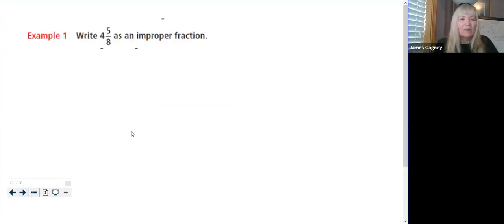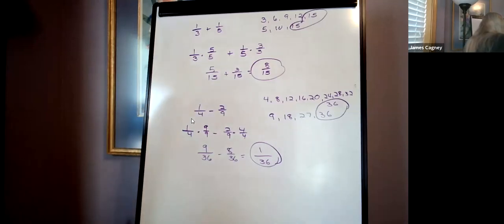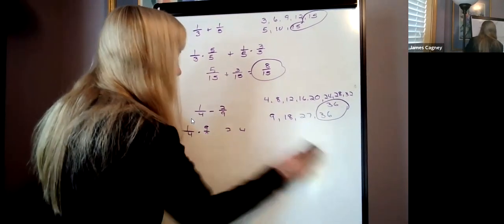They're not really improper. So when I have 4 and 5/8, to write it as an improper fraction, I'm going to multiply the 4 by the denominator and then add the top to it. So let me do this one on the smartboard. Go ahead and see if you can figure out what this is. Okay, I'll erase all these for you so I don't get you confused.